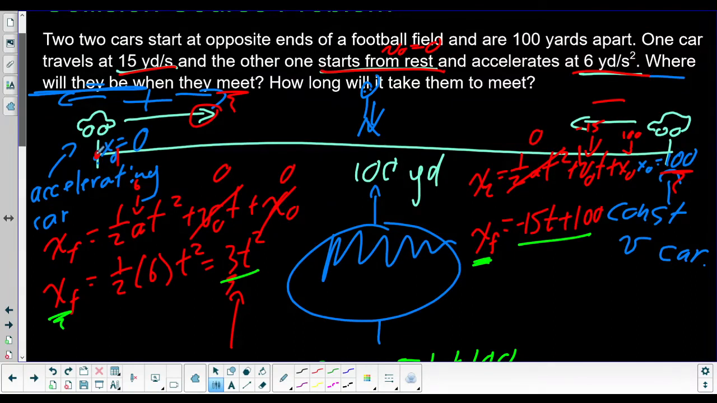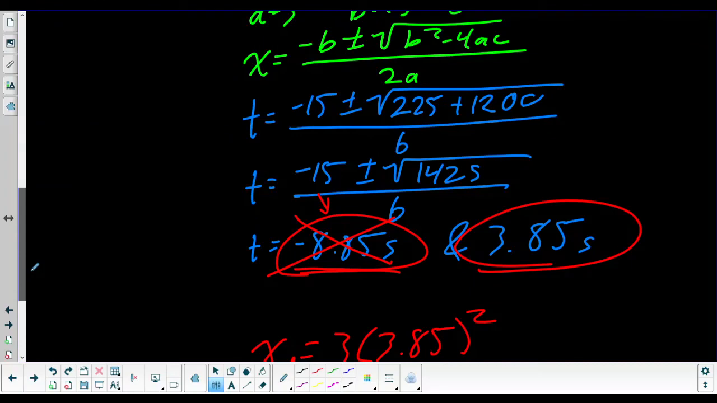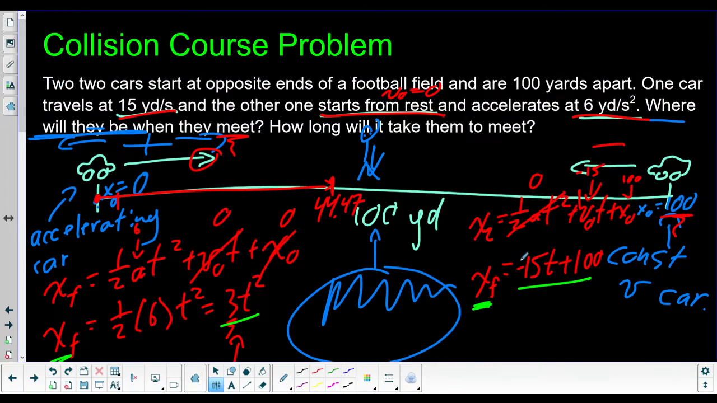So in this situation, our two cars are going to collide 44.47 meters from 0. So from this way, right there, 44.47. And it's going to take them about 3.85 seconds to do that.